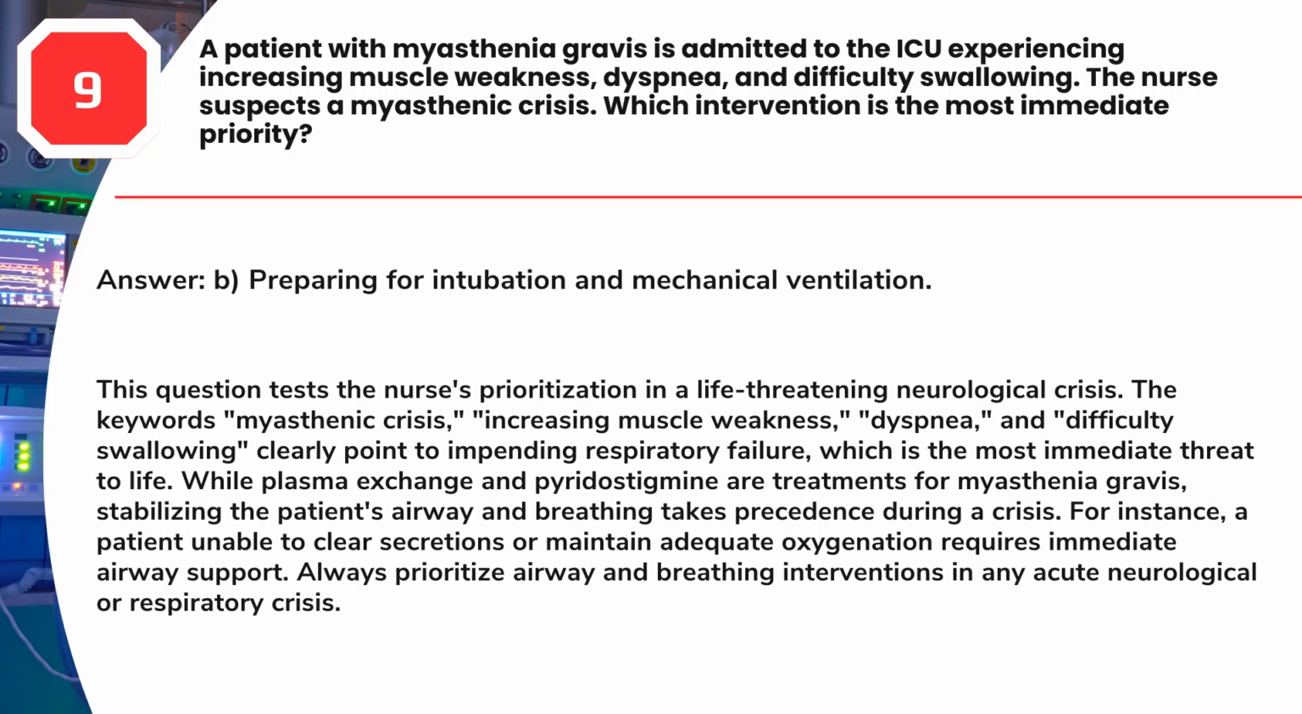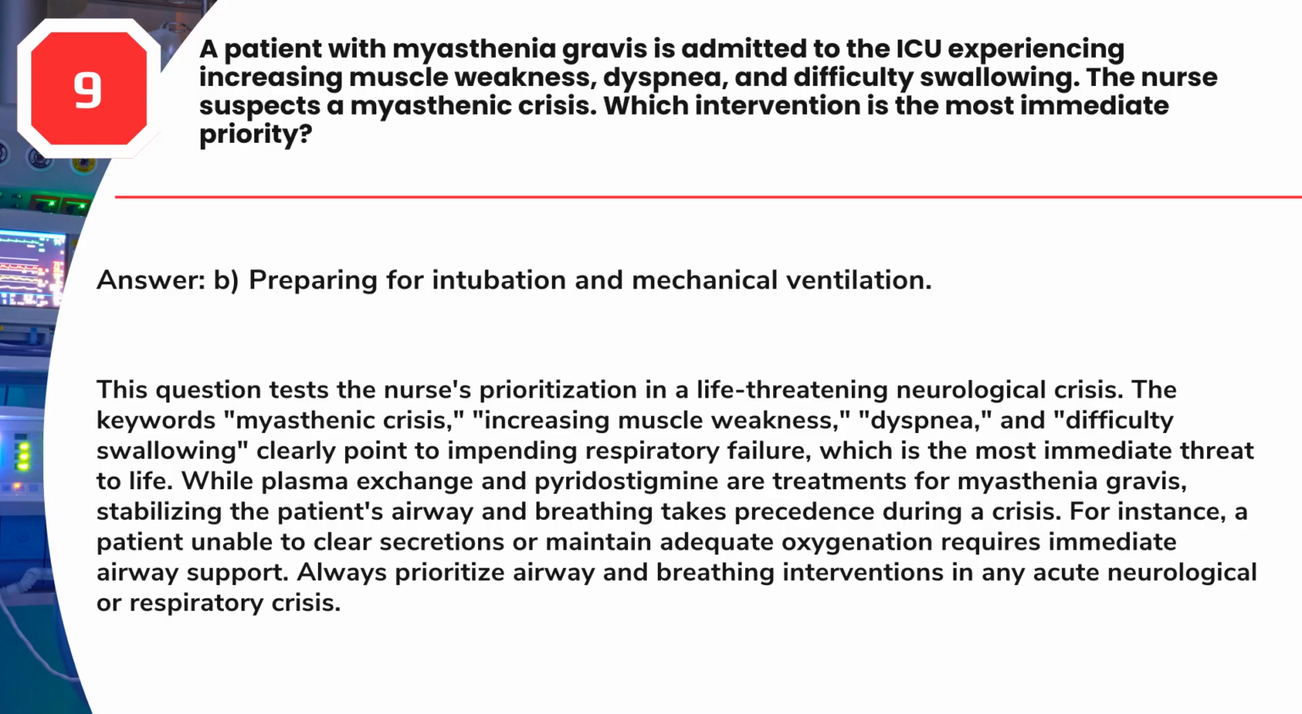Answer B. Preparing for intubation and mechanical ventilation. This question tests the nurse's prioritization in a life-threatening neurological crisis. The keywords myasthenic crisis, increasing muscle weakness, dyspnea, and difficulty swallowing clearly point to impending respiratory failure, which is the most immediate threat to life.